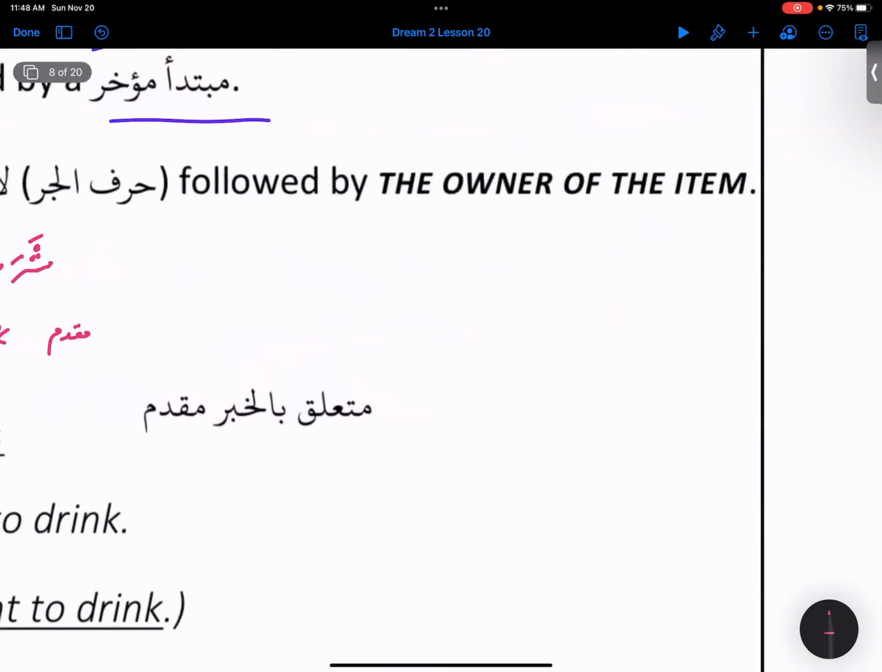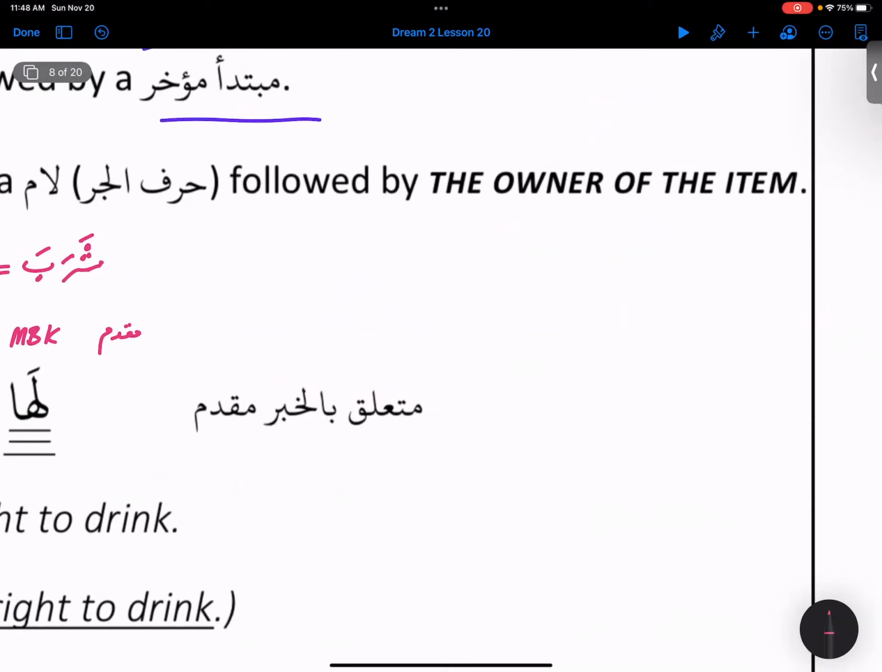Okay, so let me repeat that over here. For Jumla Ismiya, what are the three ingredients we need? First of all, we need Mubtada. Then we need Khabar. And then we need MBK. Let's say if there is no Mubtada, can we have Jumla Ismiya? No. We need Mubtada. Without Mubtada, there is no Jumla Ismiya.